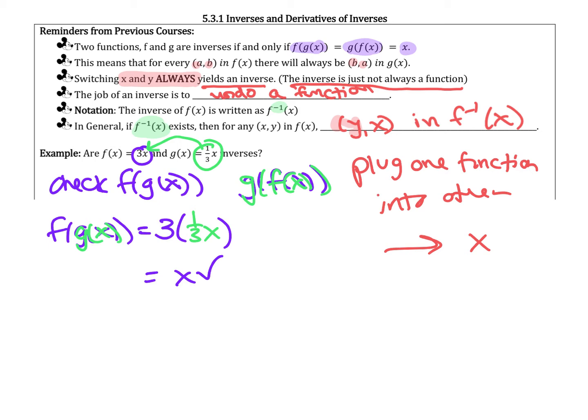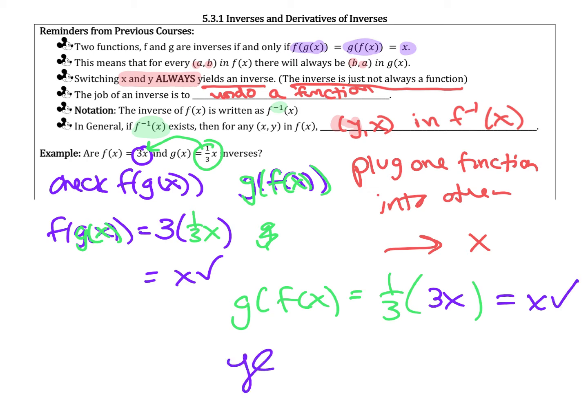If we're checking g of f of x, g of f of x means 1/3 times whatever I'm plugging into g, which in this case is 3x. And if I multiply this, this becomes 3x over 3, which is x. So these are inverses of each other, because when you take the composition of functions, it simplifies down to be x.